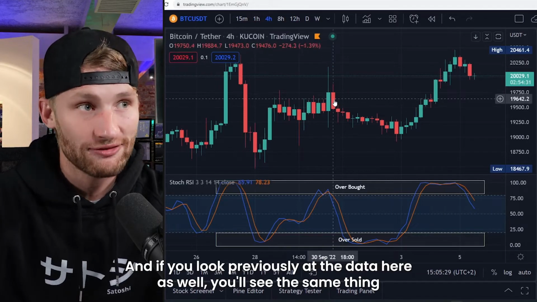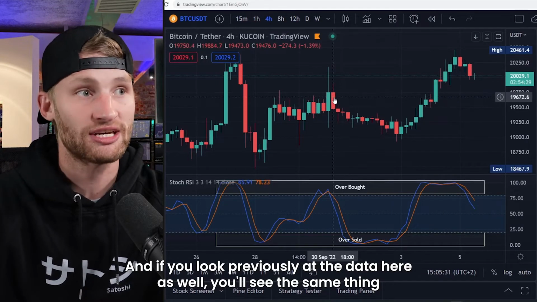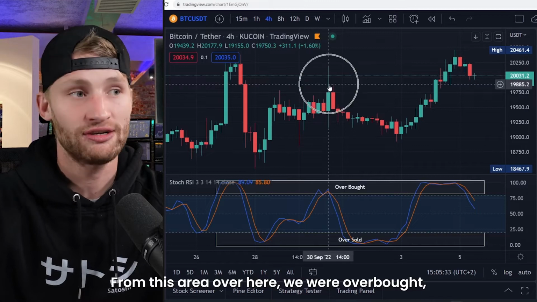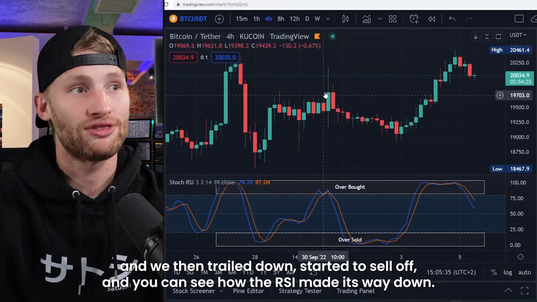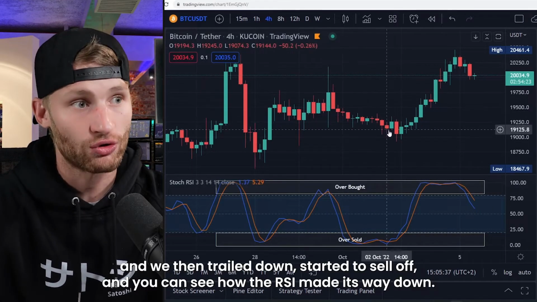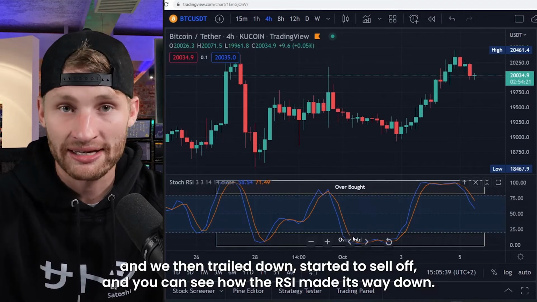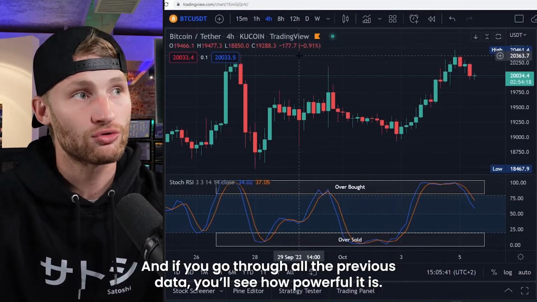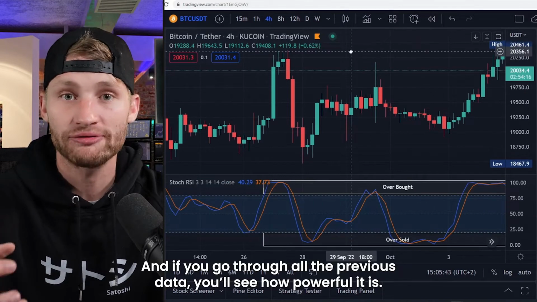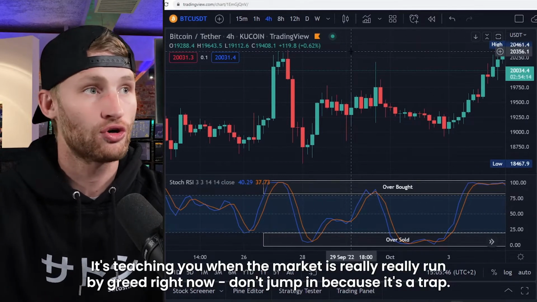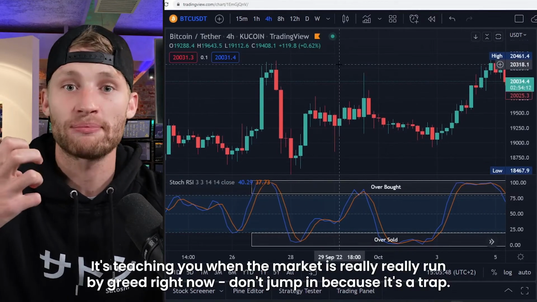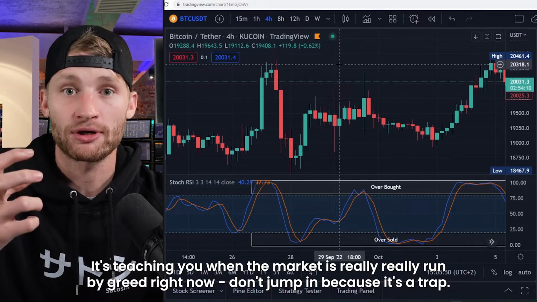And if you look previously at the data here as well, you'll see the same thing. From this area over here, we were overbought. We then trailed down, started to sell off, and you can see how the RSI made its way down. And if you go through all the previous data, you'll see how powerful it is. It's teaching you that when the market is really run by greed, don't jump in because it's a trap.